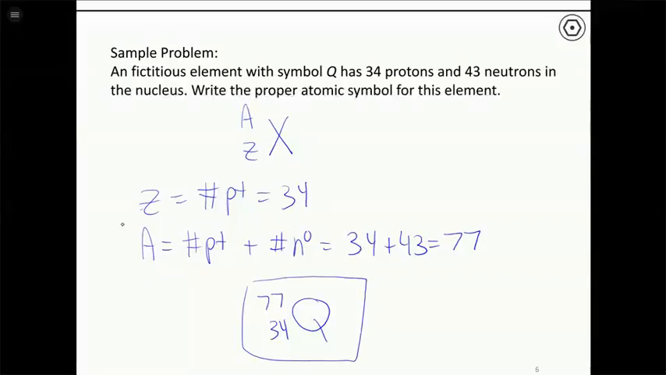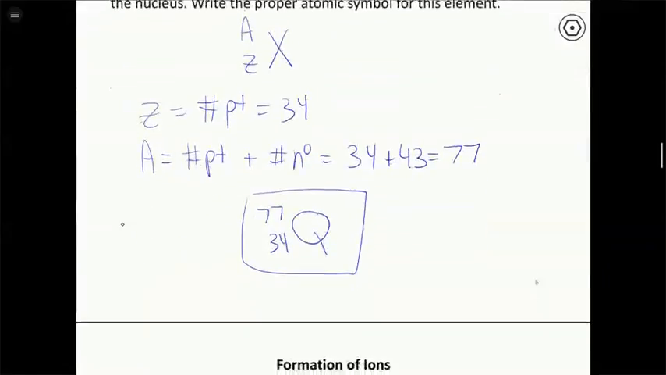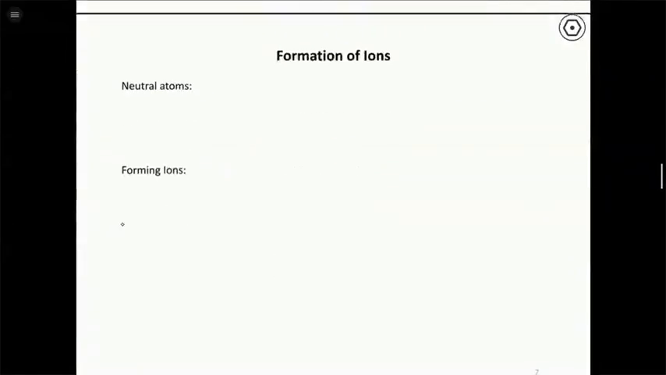All right, so this is fairly basic, should be a review for most of you. But the next one we want to talk about are ions. And ions are going to be a very important part of this course early on. We're going to talk first about individual ions, and then we're going to eventually talk about what are called ionic compounds, which are different ions combined with each other to make compounds.